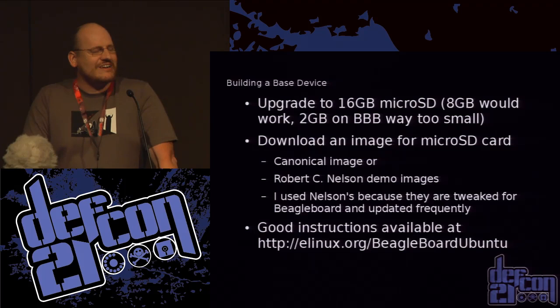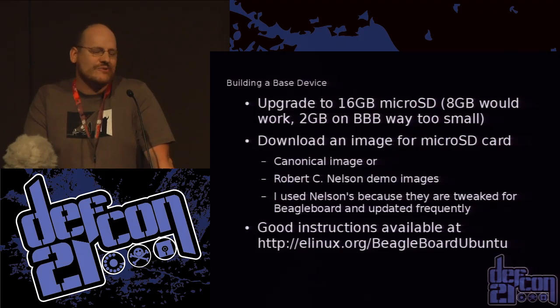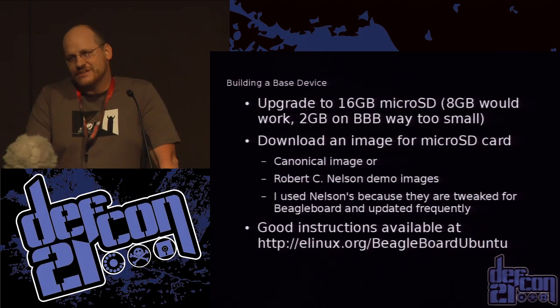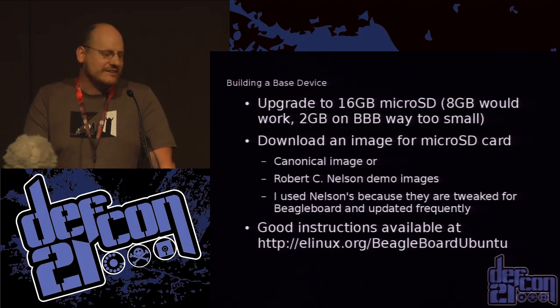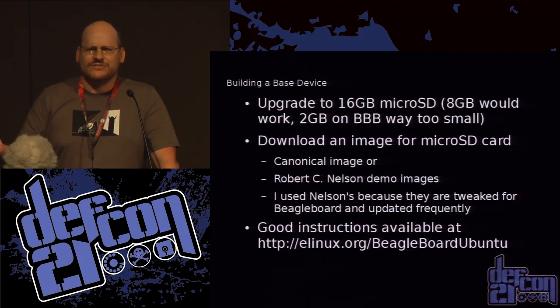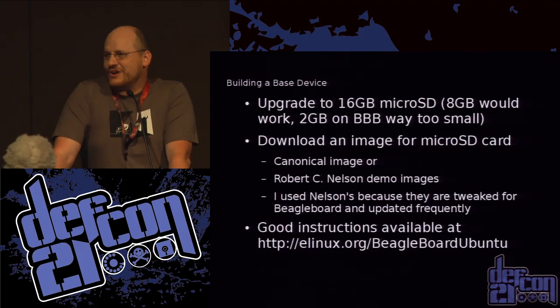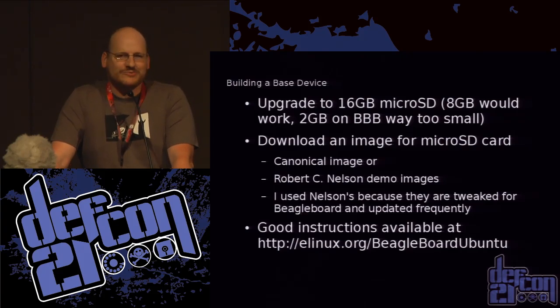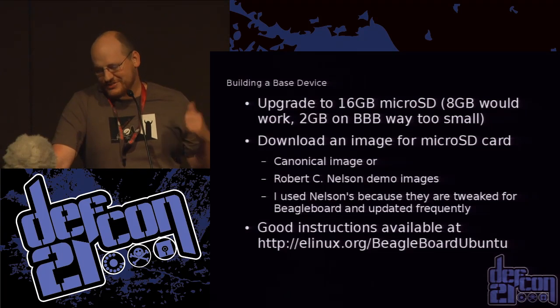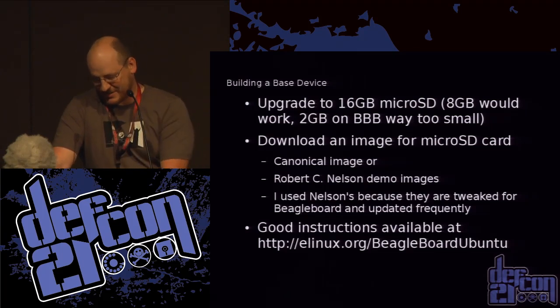Maybe I'll add it. But so what you want to do is you get a micro SD card, and you create an image. And if you're going with Ubuntu, you can go to Canonical. You can get their images. Or there's a guy named Robert C. Nelson. I think this guy just writes stuff for embedded devices all day. I chose to use his branch of Ubuntu because it's nicely optimized. It's updated a lot. And you can find some good instructions on how to do this stuff at the link provided if you want to do so.